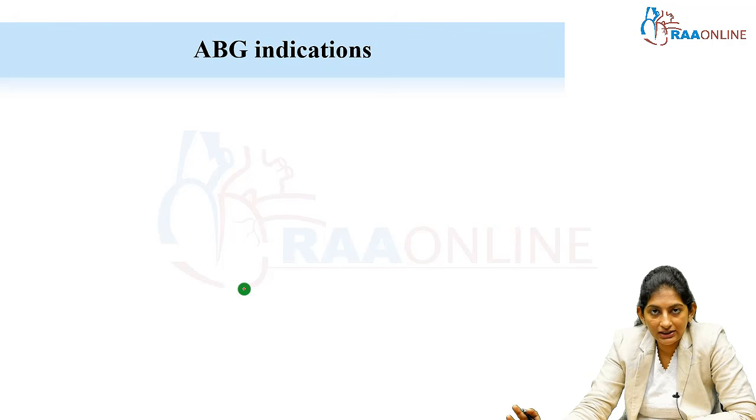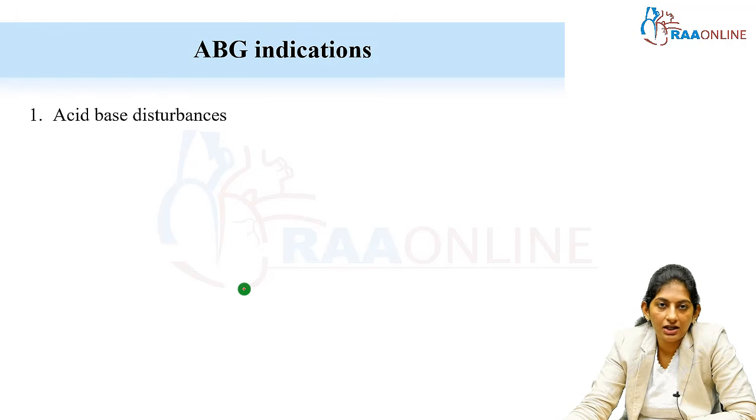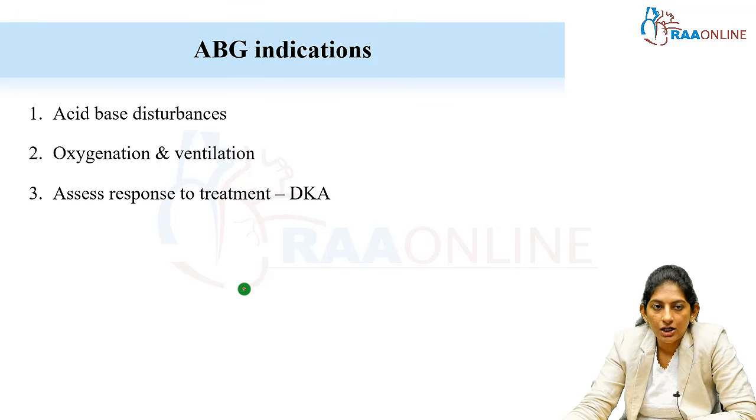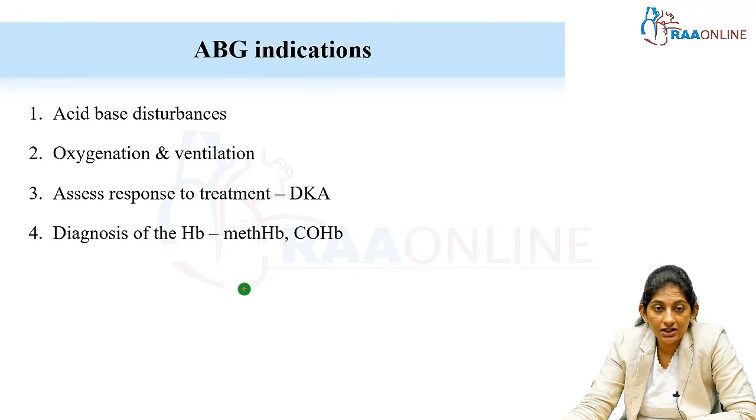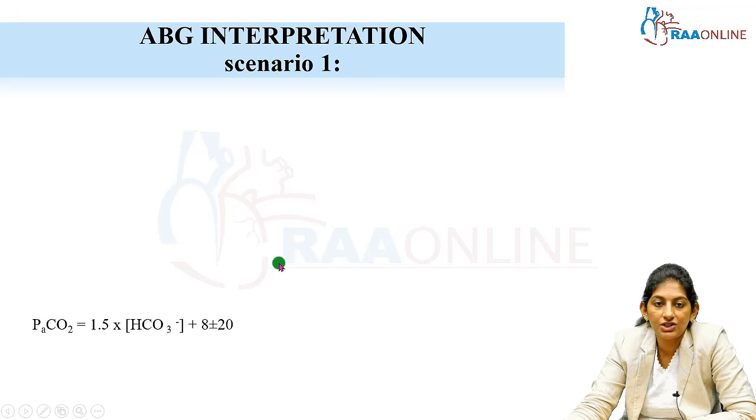So, before going on to interpreting our ABGs, what is the indication? Why do you do ABG? Of course, there are a lot of conditions. Okay. So, when you suspect an acid-base disturbance and when the patient is ventilated, to look at oxygenation and ventilation you do it. To assess response to treatment, of course, in cases like children with DKA, to assess the response: is the acidosis or the anion gap closing, is the acidosis coming to normal. So, assessing response to treatment, and in conditions like when you suspect methemoglobinemia, carboxyhemoglobin, ABG has to be done.